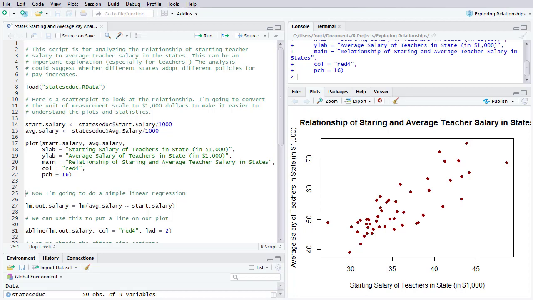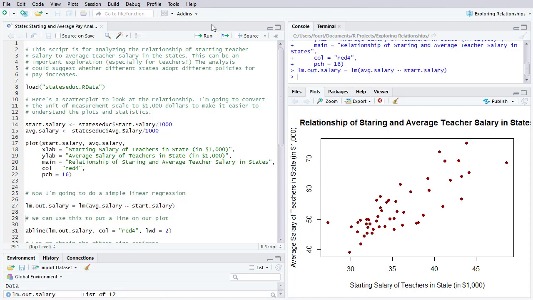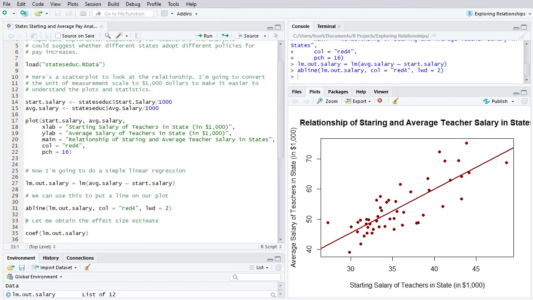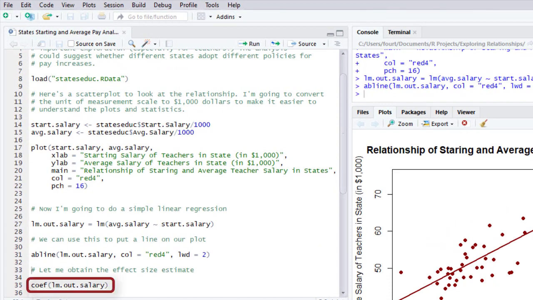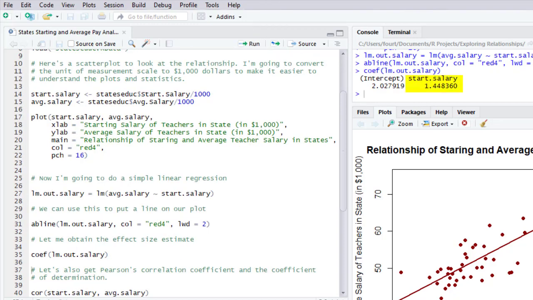Let's do a simple linear regression analysis, regressing average salary on starting salary. Now let's use the results of this analysis to place a regression line on our plot. What really interests me is the effect size measure, that is, the slope coefficient. So I'm going to use the coefficient function to obtain the two coefficients for my regression equation. The slope is about 1.4.